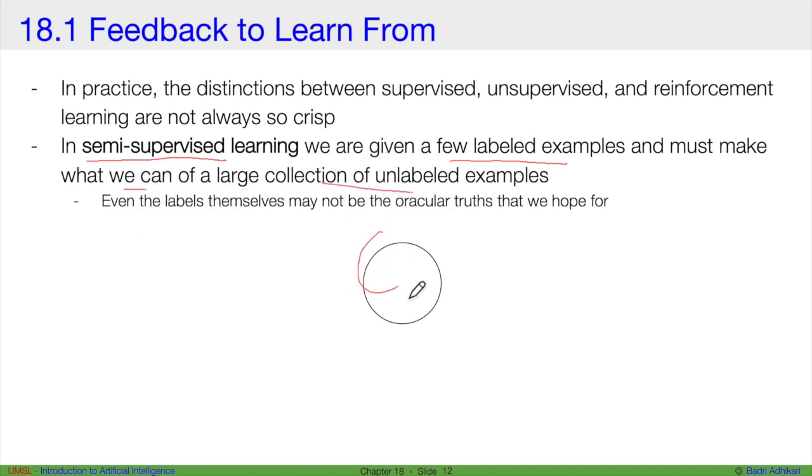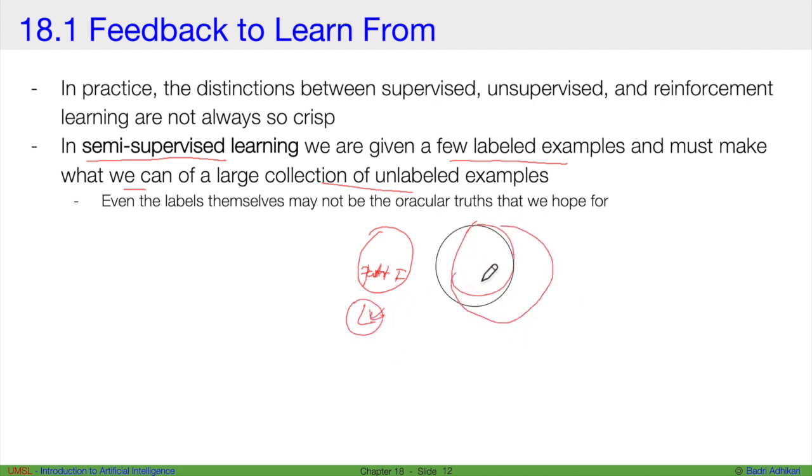In other words, your data may have one part where you have labels, and another larger chunk, part two, where there are no labels. So what you want to do is build a learning agent that can look at the labeled data, and also look at the unlabeled data, and then make predictions or learn a model.